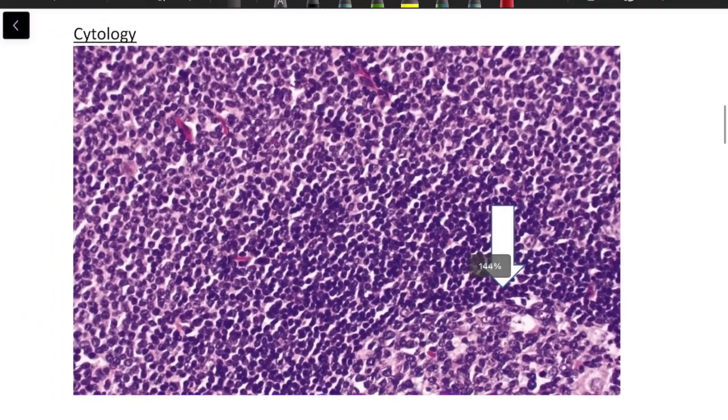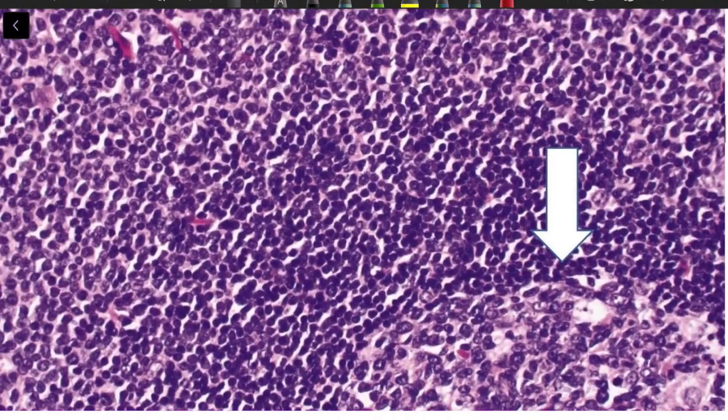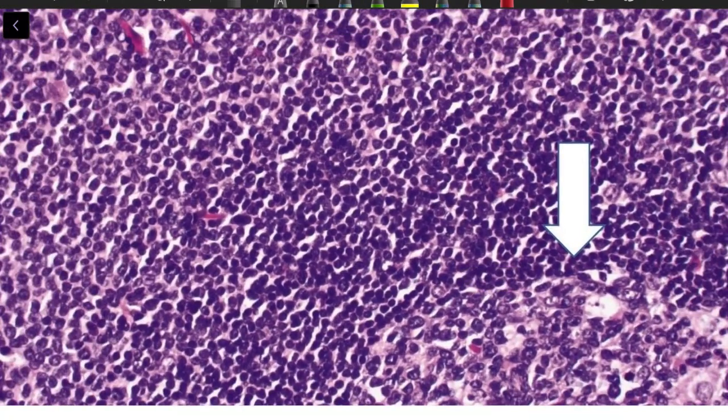And if I talk about the cytology, what you see here are mature B cells. The mantle B cells are also mature, and they are not that transcriptionally active. So they have condensed chromatin and cleaved nuclei. They have cleaved nuclear contours, and the cytoplasm is also scanty. So more or less they resemble a naive B cell.